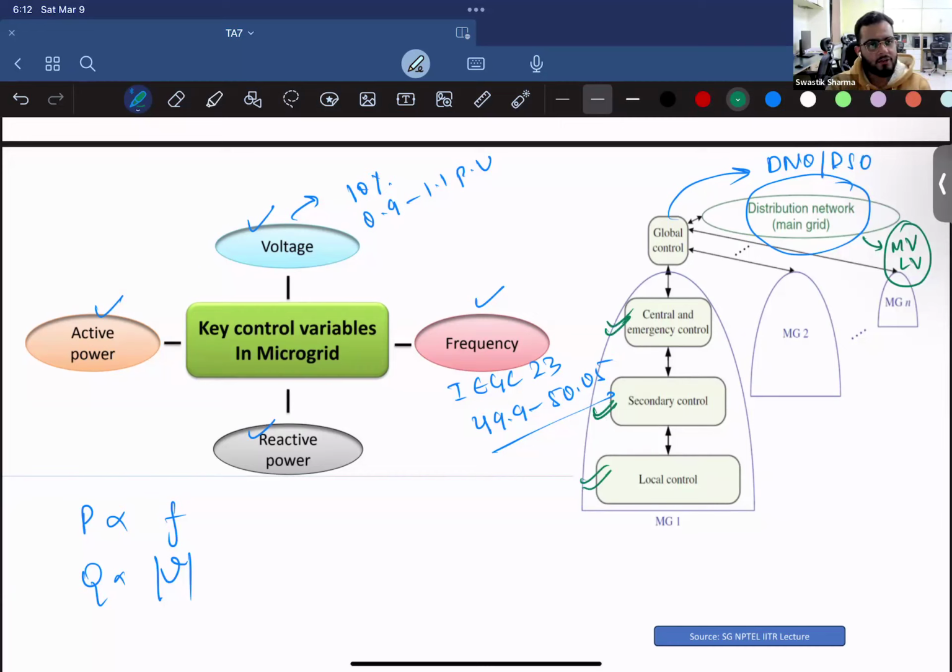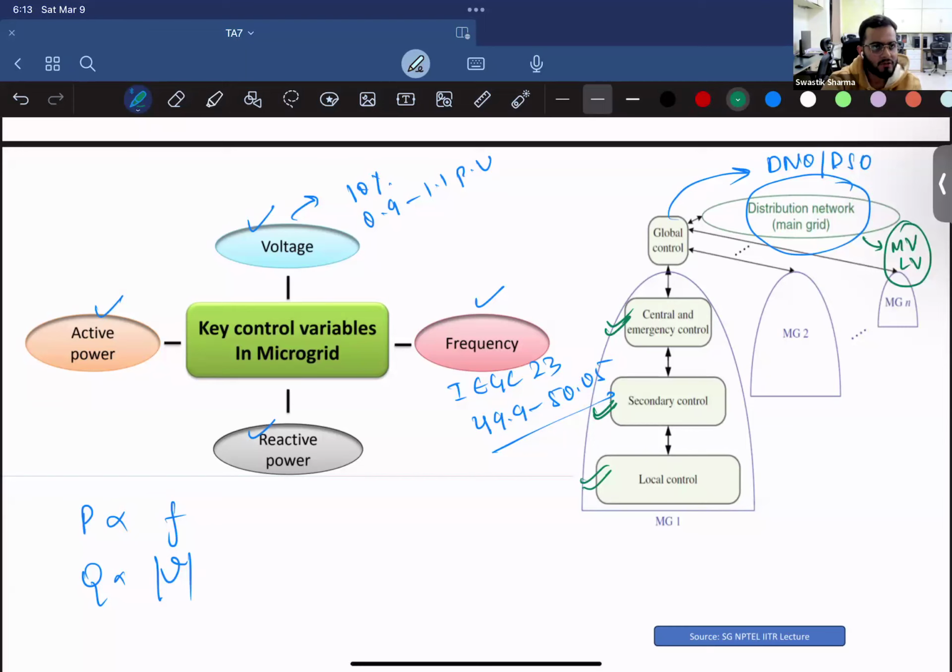The central and emergency control is given to a microgrid central controller. Just like a DSO has the power of maintaining the whole distribution system operations, this microgrid controller works in tandem. It works in tandem means it works with the DSO and takes in inputs from the DSO, takes in input from its own control algorithms, and issues control signals in a way to provide control over the whole microgrid. But we have local as well as secondary control as well.